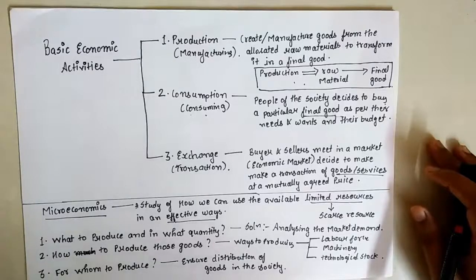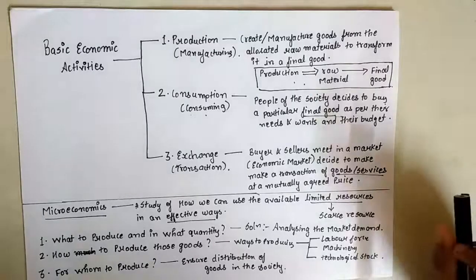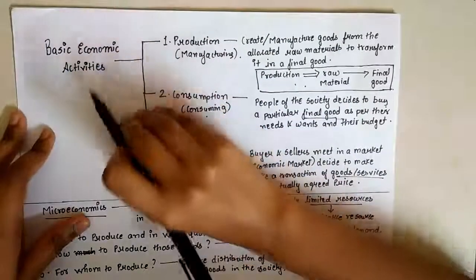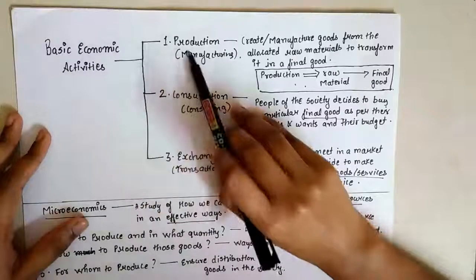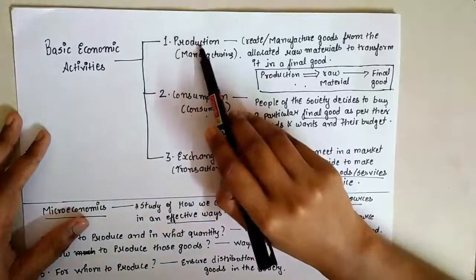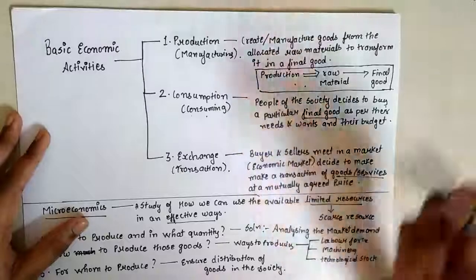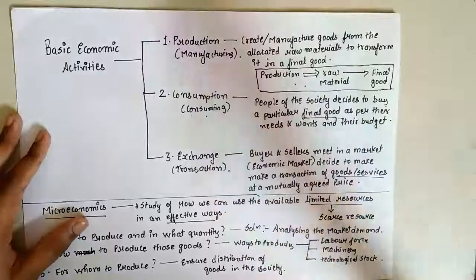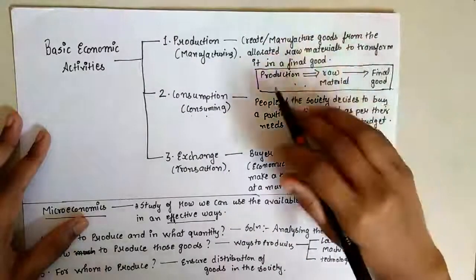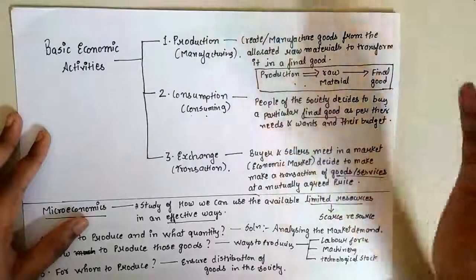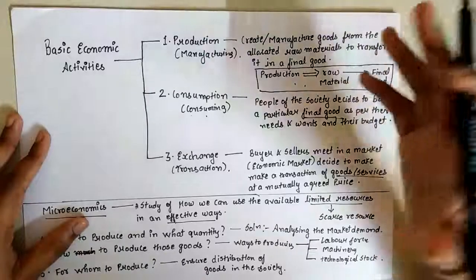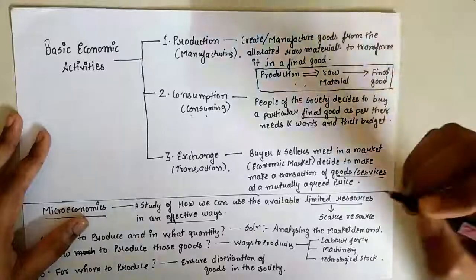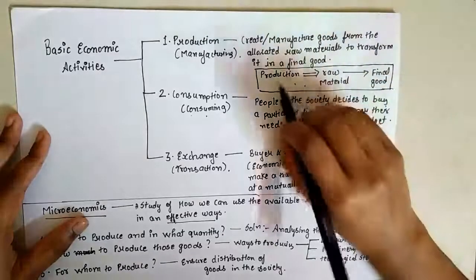Today we are going to learn some basic economic activities. So let's get started. Basic economic activities consist first of production. Production means creating or manufacturing goods and services from the allocated amount of raw materials to transform it into a final good or a finished good. A finished good means the one which we consume, the one which we buy, which satisfies our needs and desires.